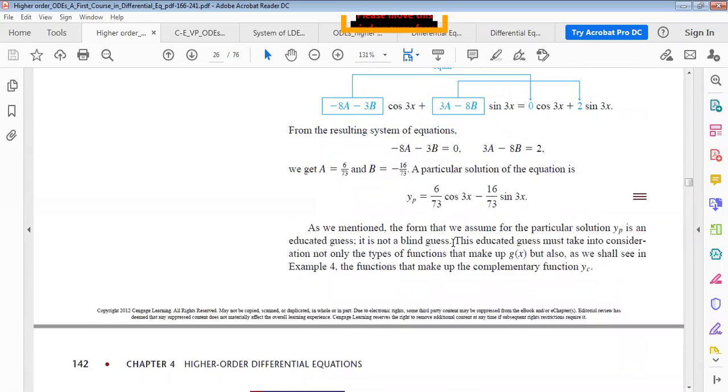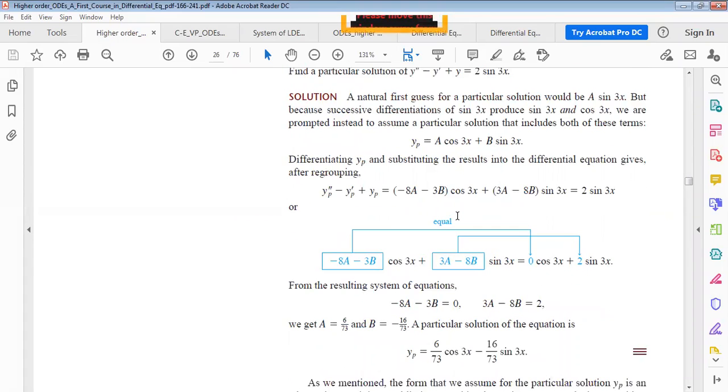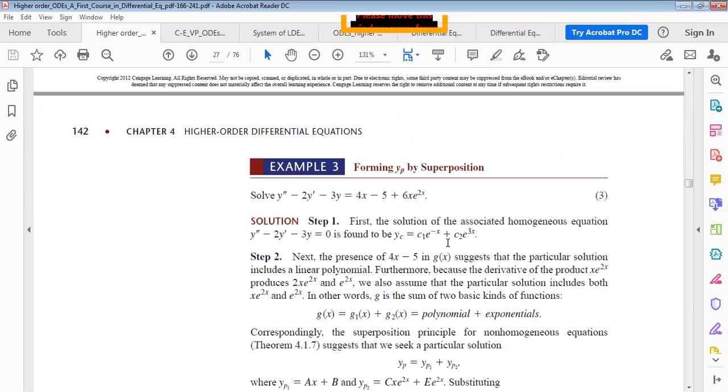So the total solution can be written as y equals complementary function plus particular integral. Okay, so we find a particular solution. This is why we have written the second part. Now another one.